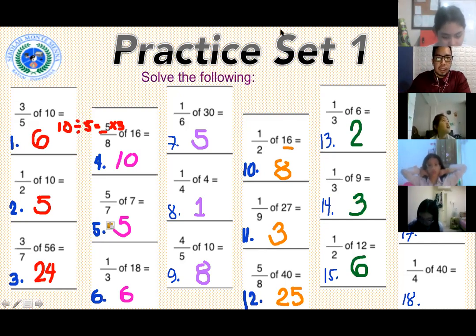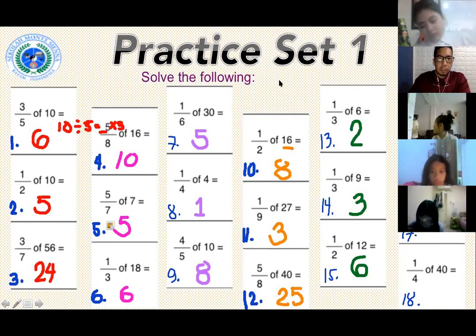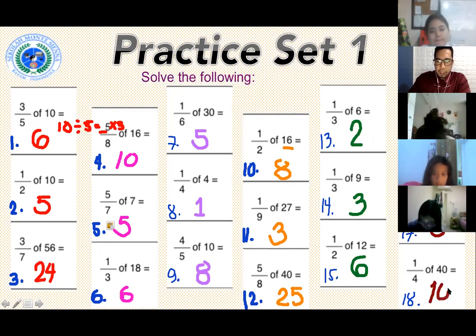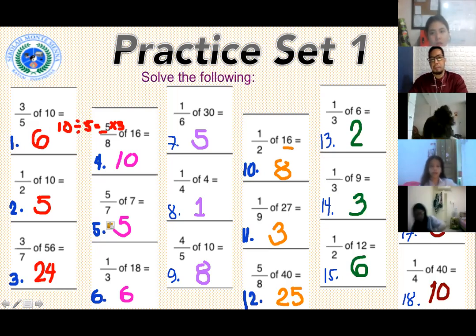And for our last set, number 16 to 18, the answers are, check your paper. 16, 3. 17, 10. Okay, I want you to check all your answers and then tell me what's your score. Who got 18 out of 18? It means all correct.